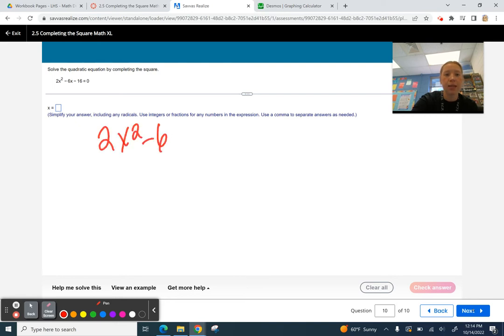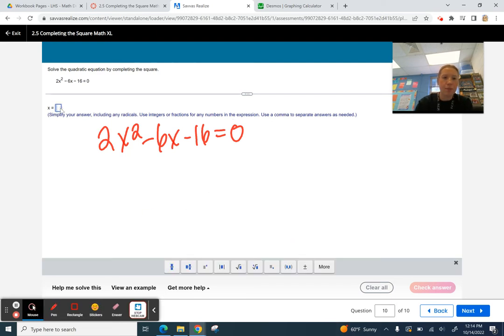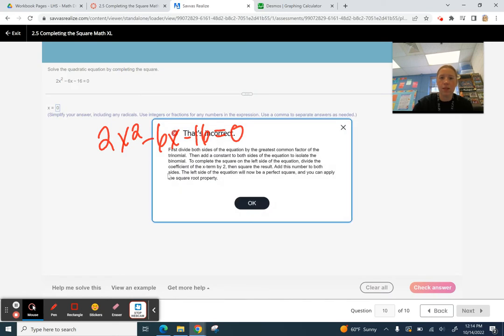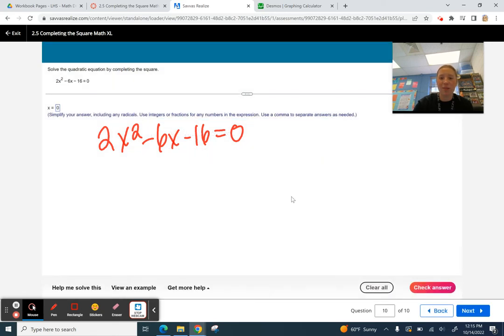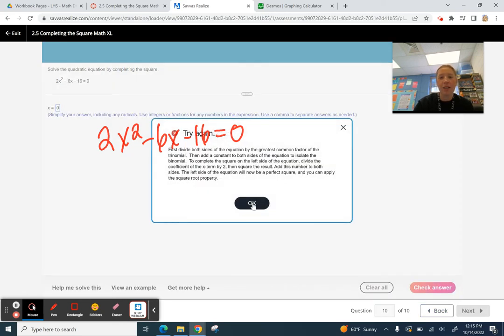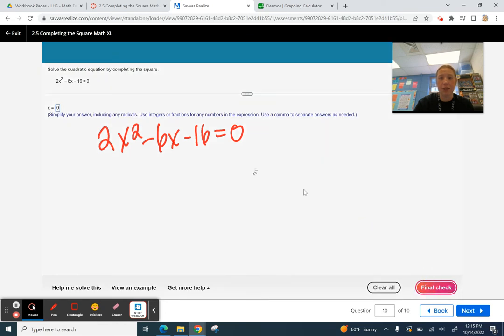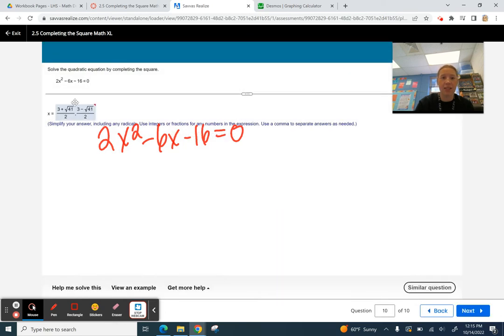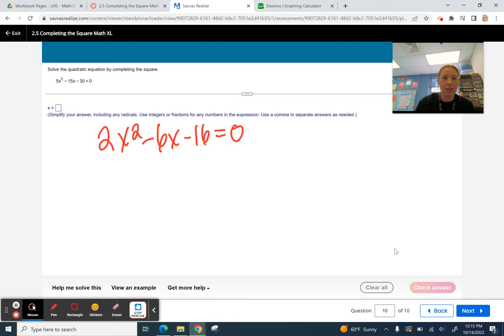2x squared minus 6x minus 16 equals 0. This one might be the exact one from our notes. I wonder if I can get a different question. Let me see if I can get a different one. Just going to check it a few times. This video is supposed to be very short and sweet, but now it's not. Similar question. Okay, cool.